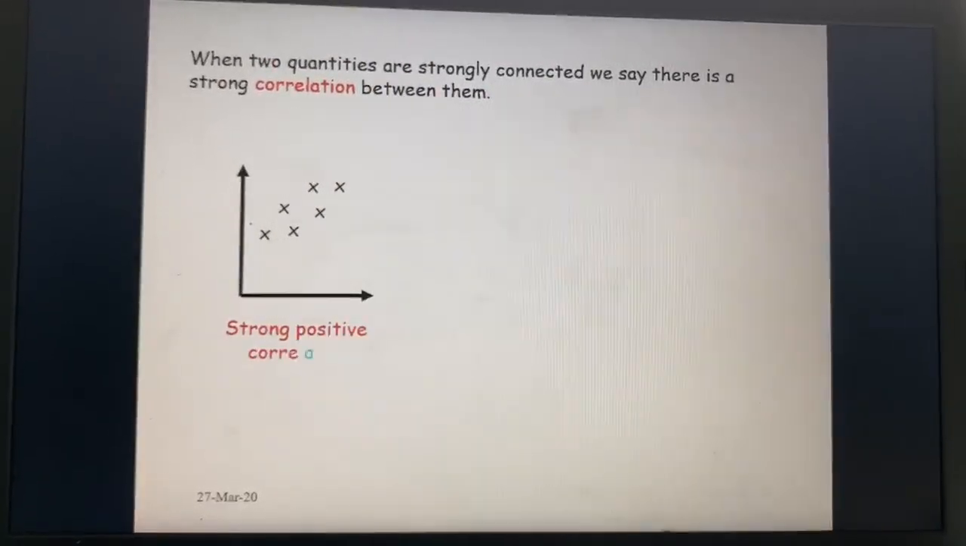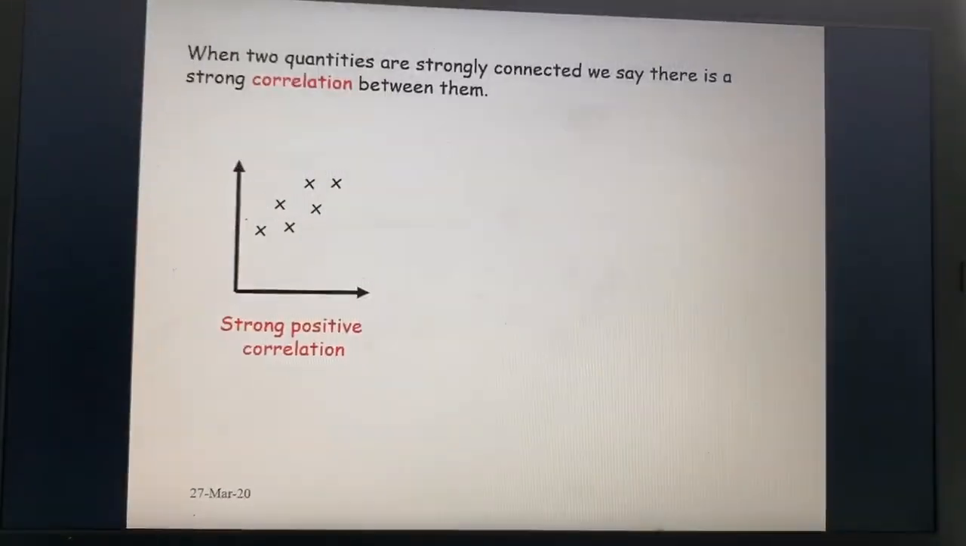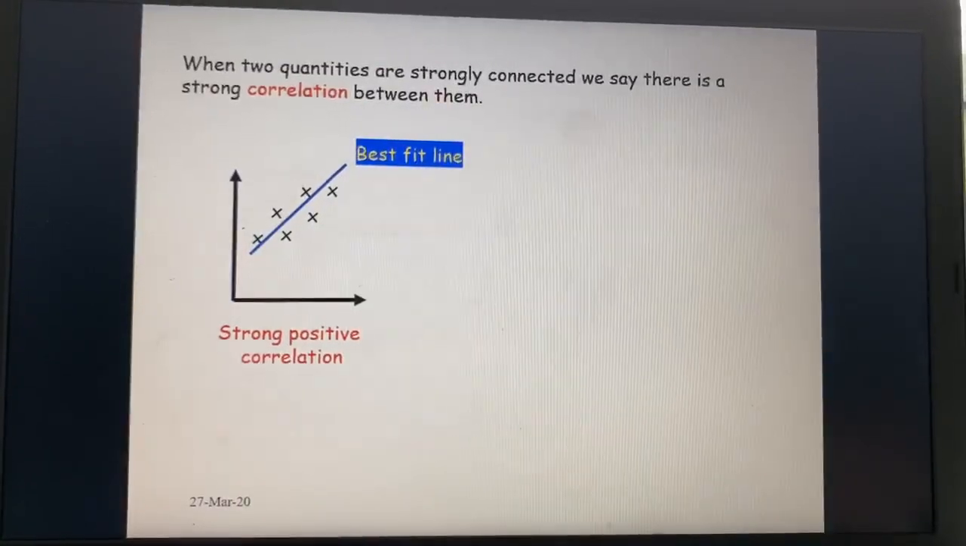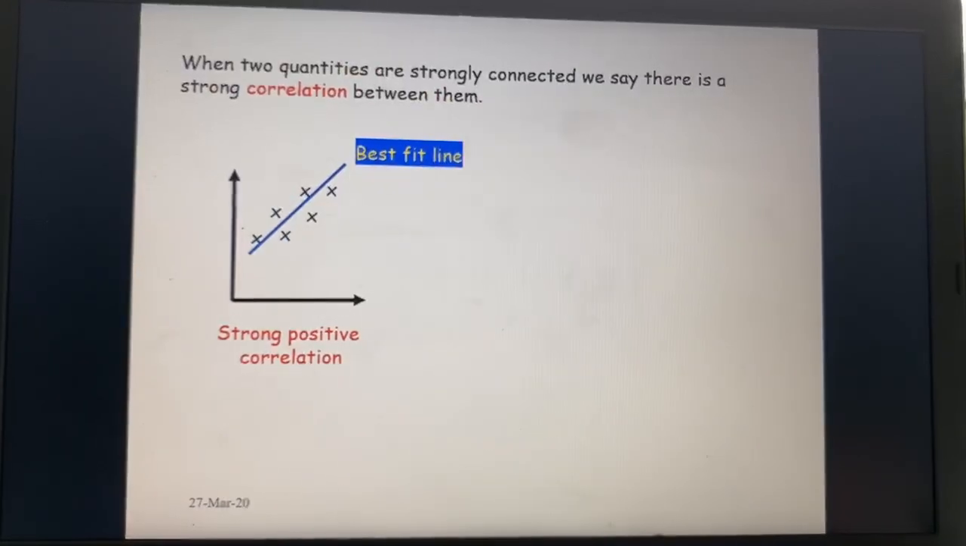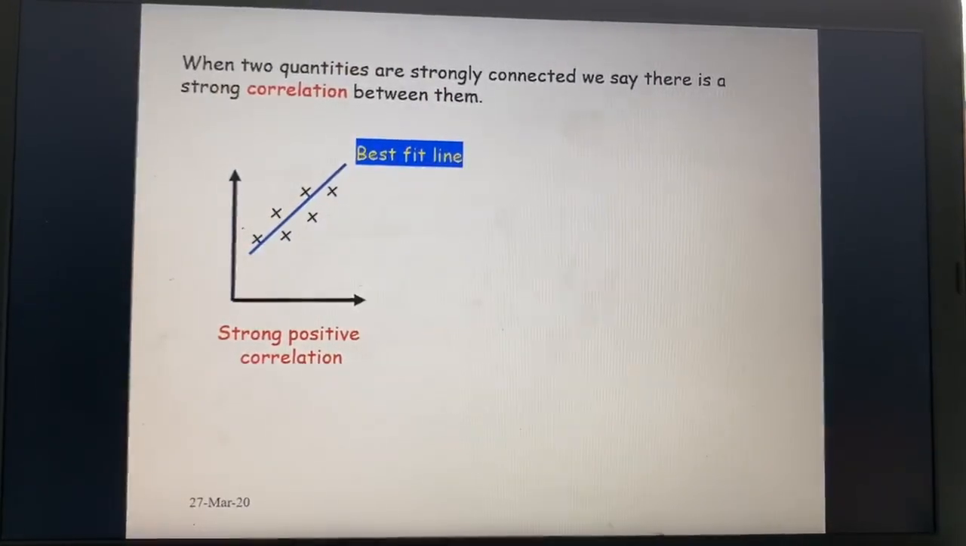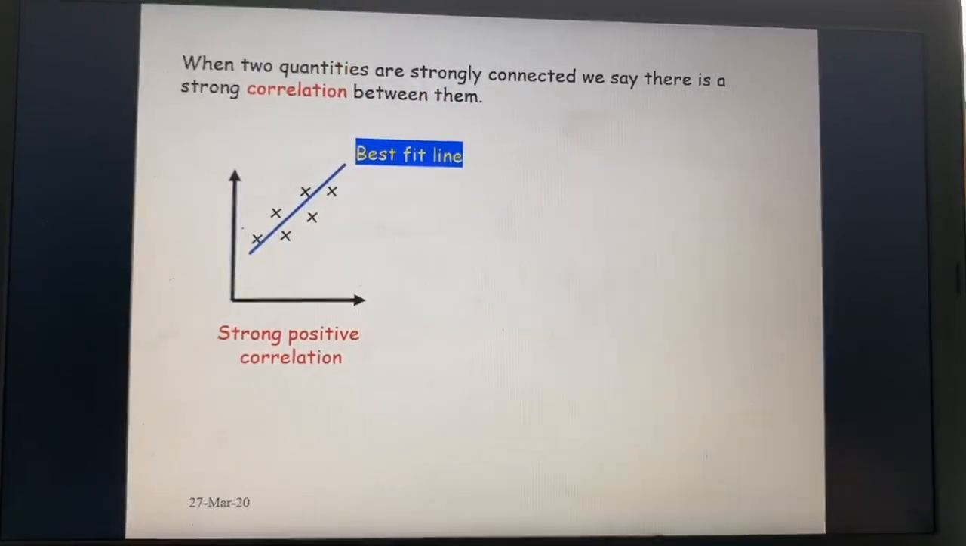So if we get a graph that looks like this, where all the points are going in an upwards direction, we say that there's a strong positive correlation. And what we can do there is plot what's called a line of best fit through the centre of the data. So what happens is we get half of the points on one side of the line, half on the other, and the direction of the line follows the direction of the points that have been plotted.